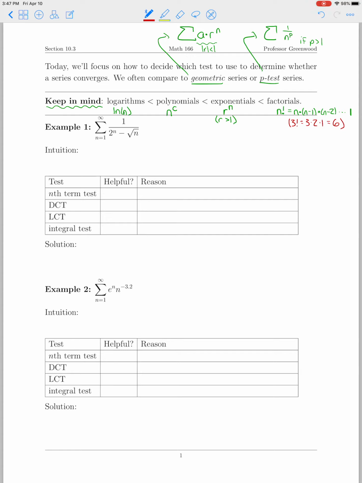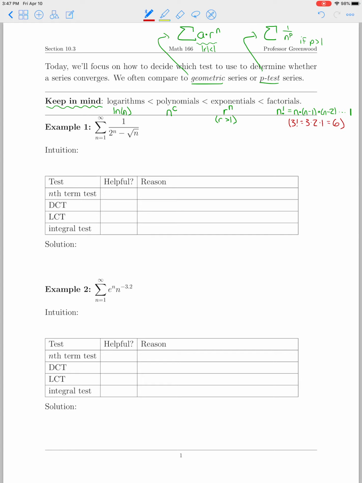And so my goal for today is to run through all of the possible tests that we've seen so far and check whether or not each one would be appropriate to analyze a particular sum. And that way we can get some more intuition about when each test is good or bad for a particular problem.